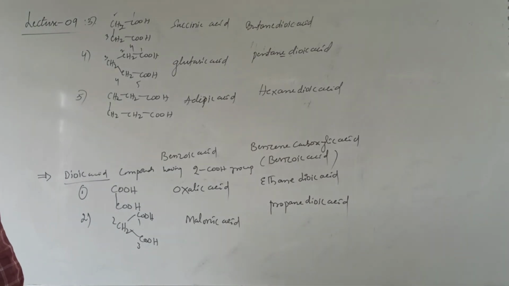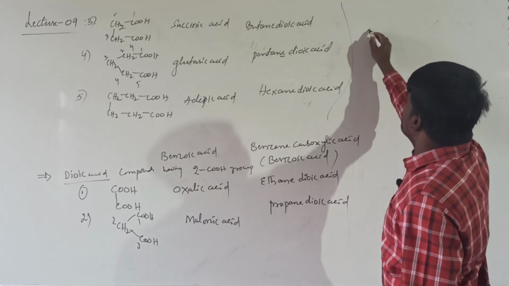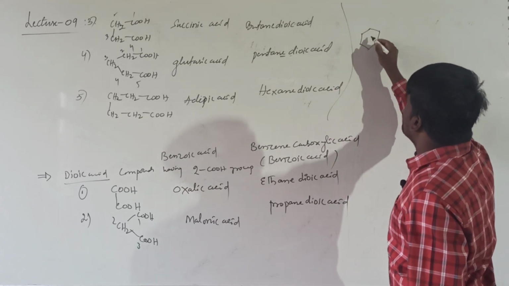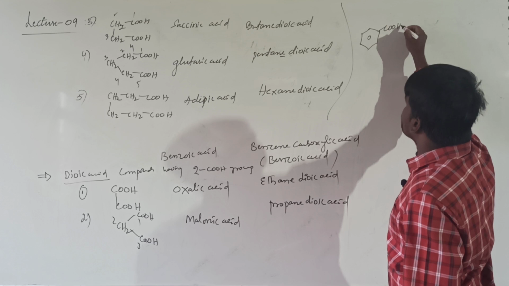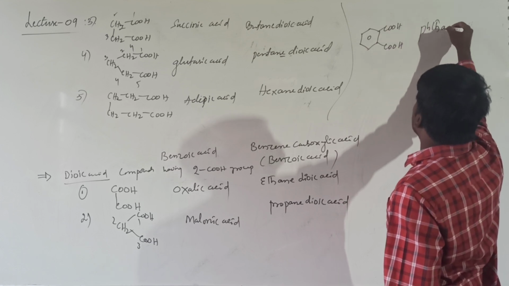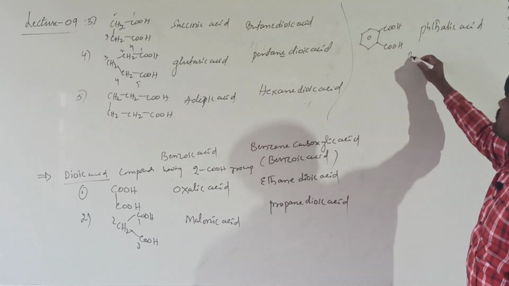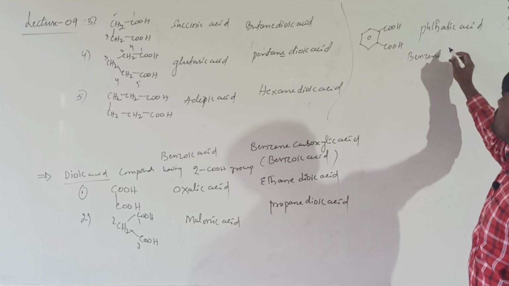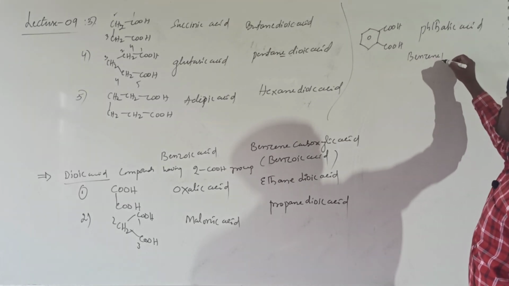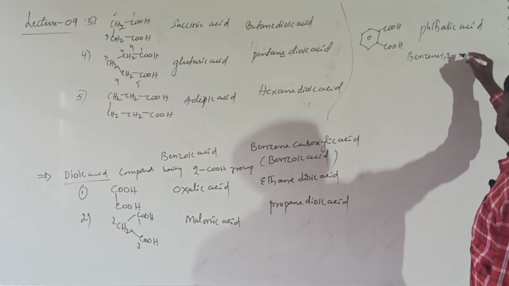These are some common names of aliphatic dioic acids. If you are talking about aromatic, under aromatic you will get a compound. This we commonly call, what do you call it? This we call phthalic acid. What do you call it? Phthalic acid. As per IUPAC, what do we call it? Benzene, okay, 1,2 dicarboxylic acid.